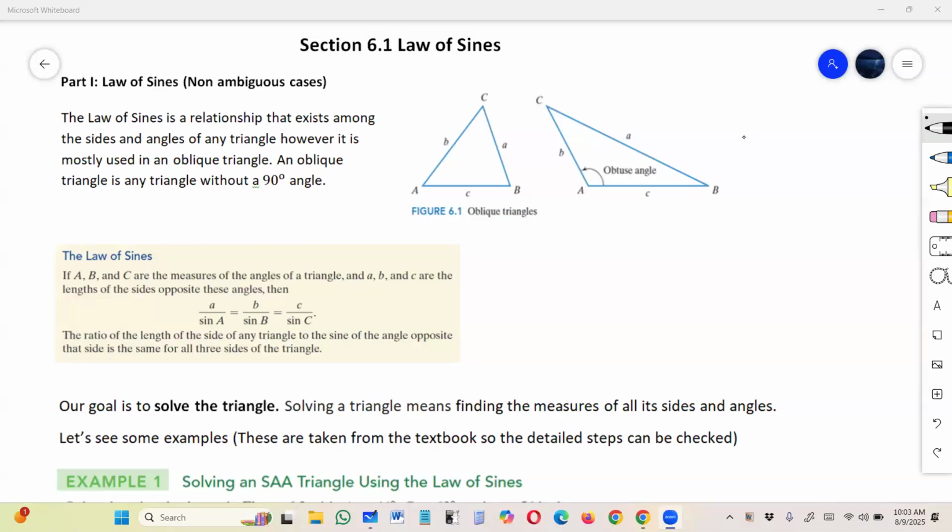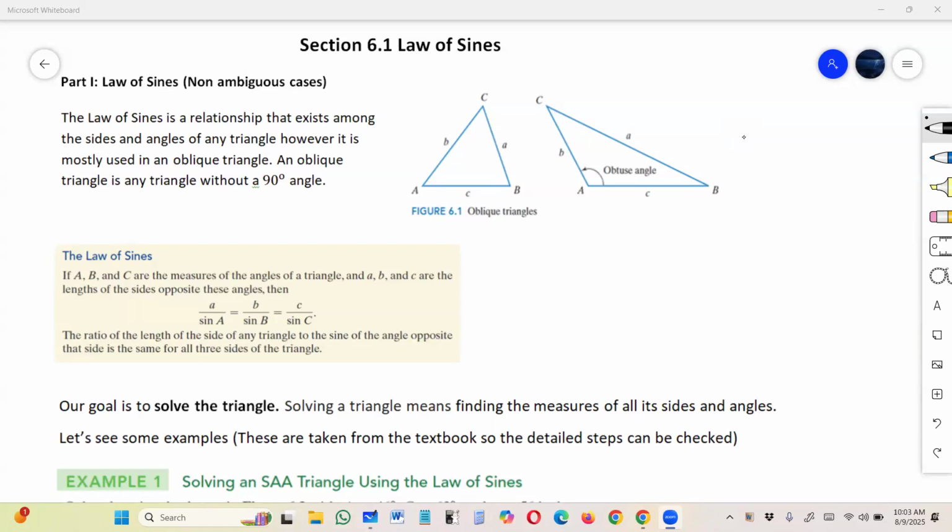Hi, hello everyone. This is the video dealing with section 6.1, law of sines, and I've divided the videos dealing with this section into two parts. The first part is where we're going to cover the law of sines dealing with non-ambiguous cases, and in the second, we're going to cover situations where, when we apply the law of sines, we may get an ambiguous case.